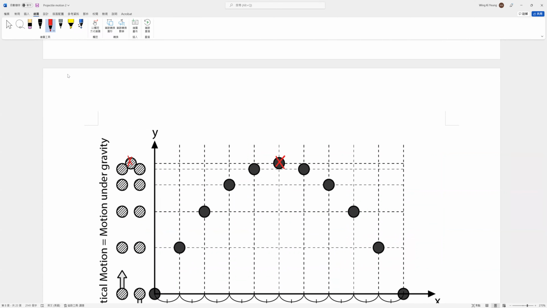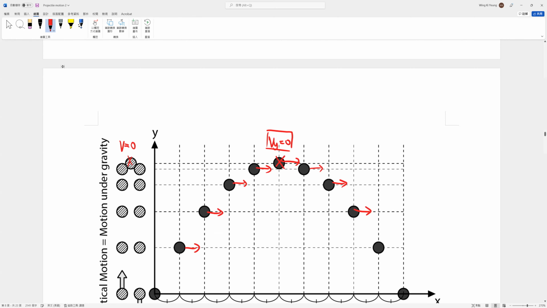If you're throwing a ball upwards, at the highest point of this motion, you say that this velocity is 0. That means in the vertical motion, the velocity is 0. So that is the vertical velocity 0 at this point, not the horizontal velocity. The horizontal velocity is always the same. It does not change at any point of the motion.